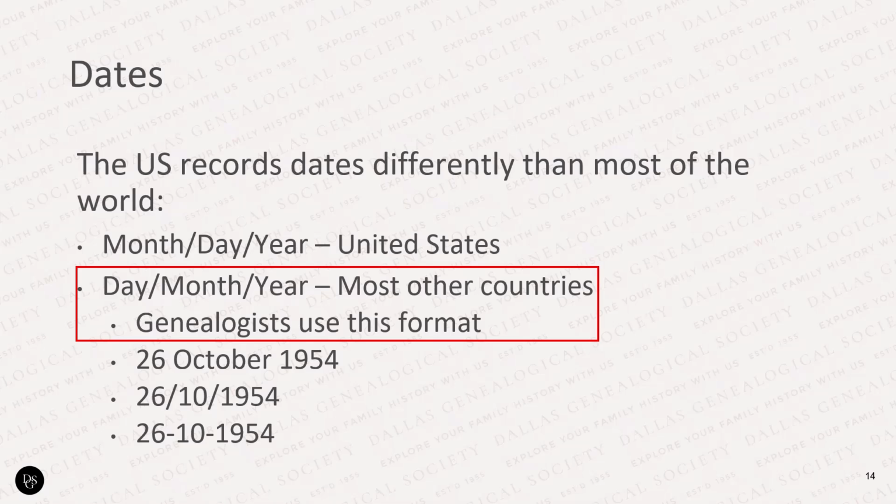So here are some examples of dates as a genealogist would record them. For example, the Dallas Genealogical Society held our first meeting on the 26th of October, 1954. That would be abbreviated a bit, 26/10/1954 or 26-10-1954. All of these are genealogically acceptable ways of documenting dates.